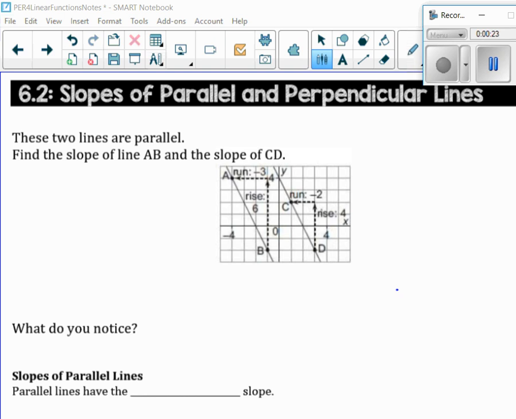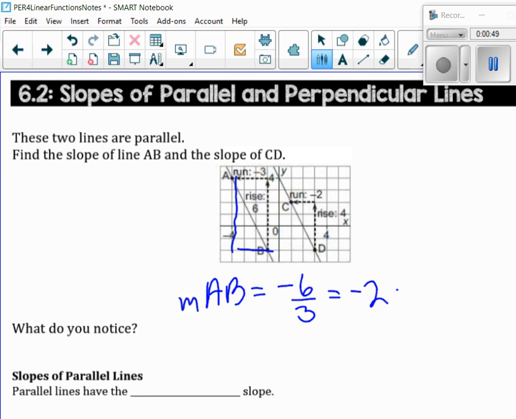So we're going to use points AB. Do you see I'm going down 1, 2, 3, 4, 5, 6, and then I'm going over 1, 2, 3. So the slope of AB is down 6 over 3, which, what does that reduce to? -2.